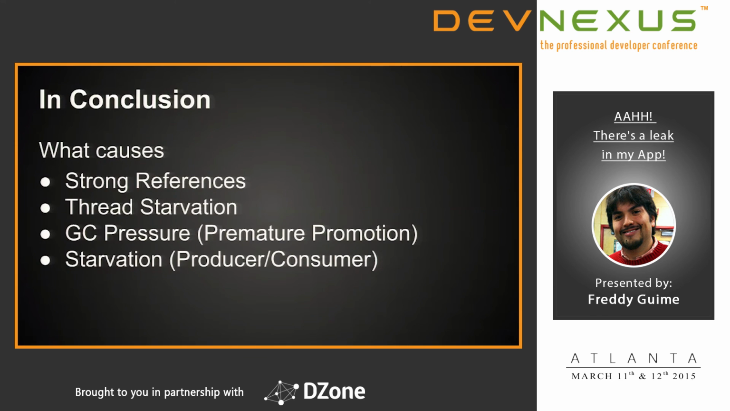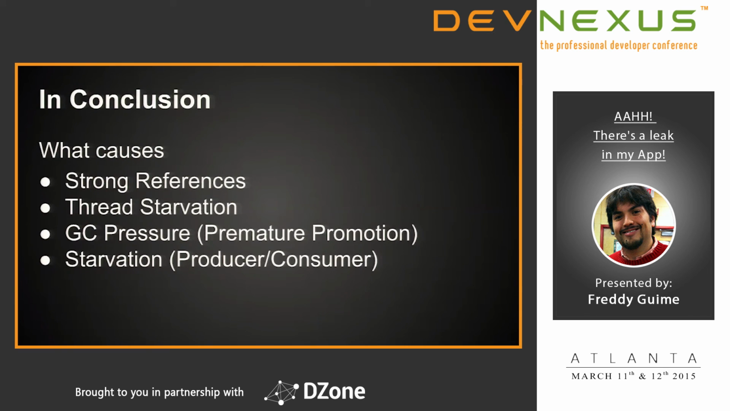What makes memory leaks happen? The big thing is strong references. Thread starvation, we didn't get to do that one today. We can probably talk about it a little bit more, but what it means is the producer-consumer problem. And GC pressure, right? Usually when something gets promoted to tenure and you didn't intend it to be, that's called premature promotion.